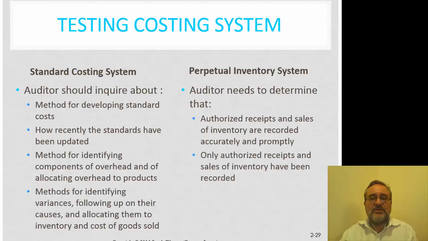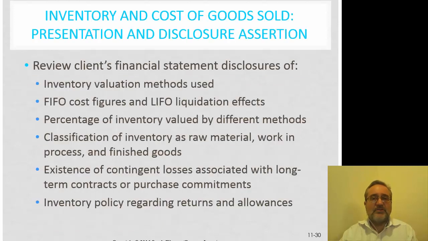Auditors also need to understand, in a perpetual inventory system, the authorized receipts and sales of the inventory, if they're properly and accurately recorded, and that only authorized receipts and sales of inventory have been recorded. So if the organization uses a perpetual inventory system, this needs to be compared to the results of the physical inventory, and any discrepancies need to be examined to determine why that inventory is not on the shelf and yet not a part of cost of goods sold.